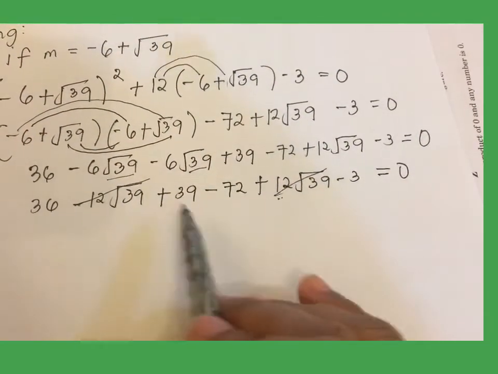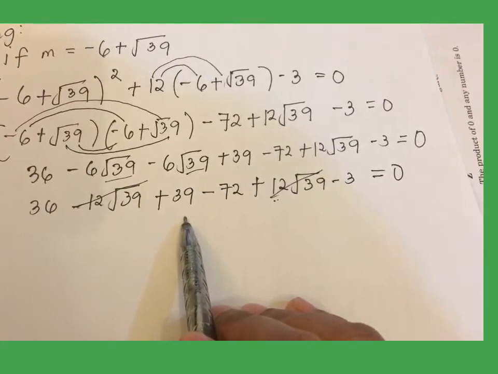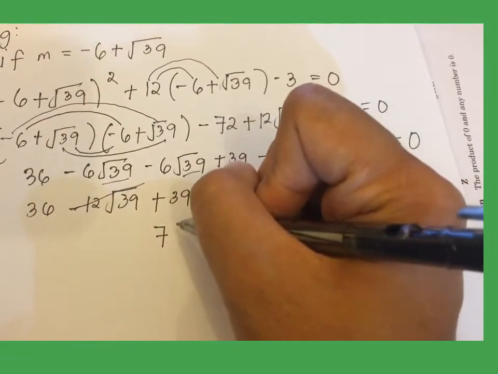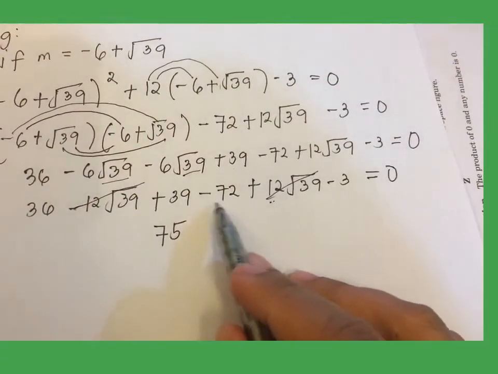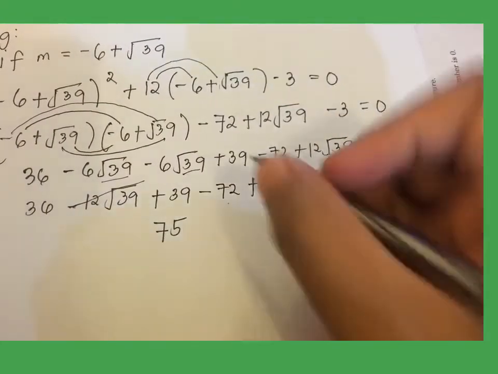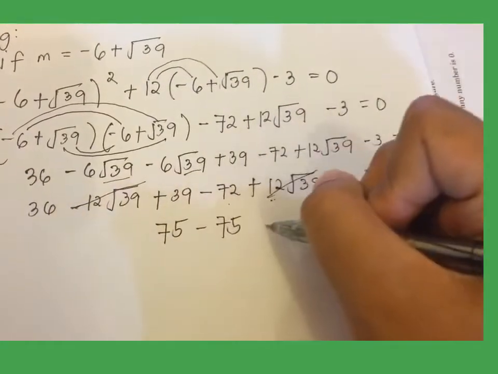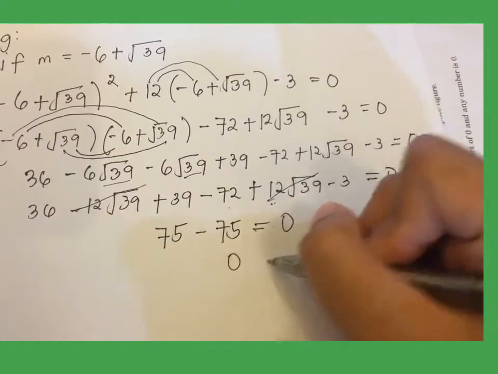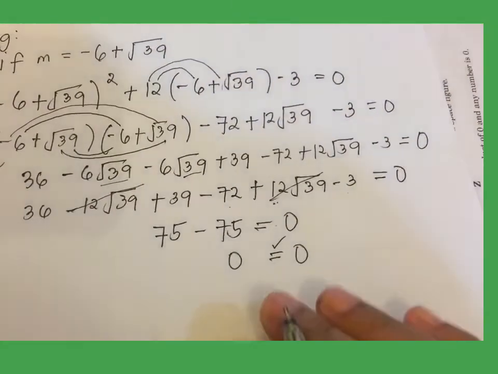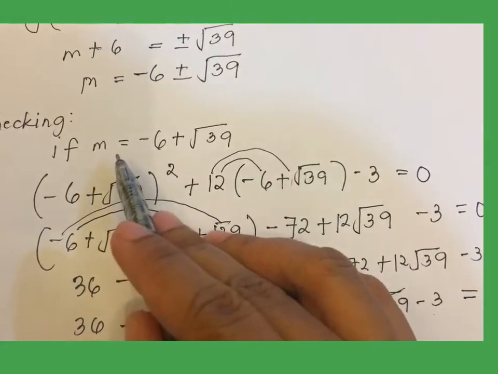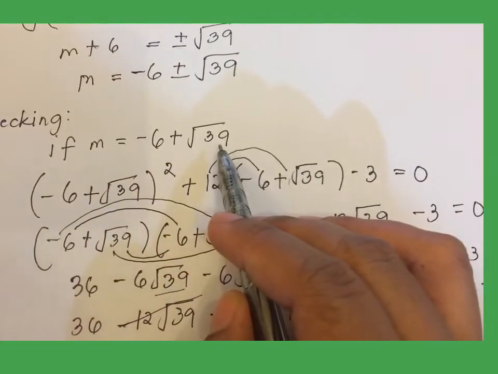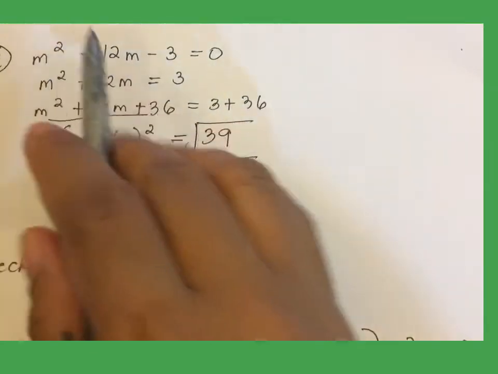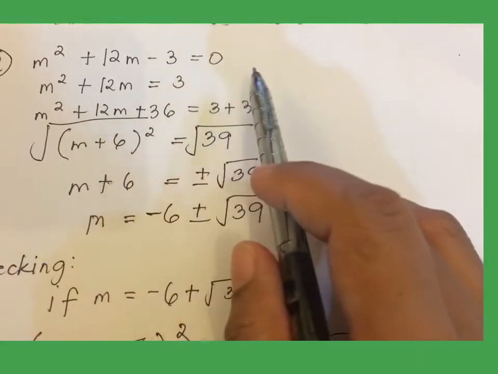Now we're going to combine the like terms. We have 36 plus 39, that's 75. And negative 72 minus 3 is negative 75. Therefore, 75 minus 75 is 0, so 0 equals 0. So m, which is equal to negative 6 plus square root of 39, is a solution to the equation m squared plus 12m minus 3 equals 0.